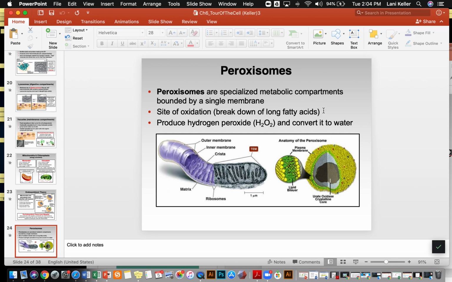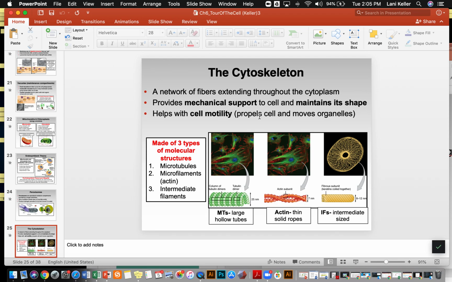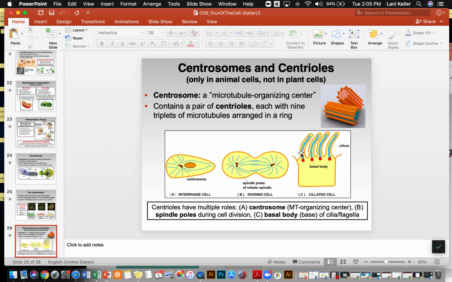Breakdown of long fatty acids produces hydrogen peroxide. Cytoskeleton, one of my favorite parts, is made of 3 different types. You have microtubules, big hollow structures, actin, thin ropes, and intermediate filaments, which are intermediate size. They help maintain shape, cell motility, and mechanical support.